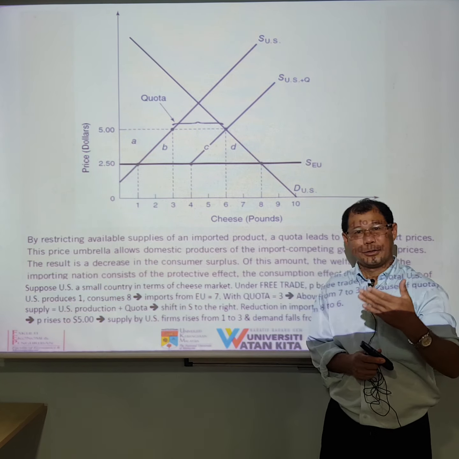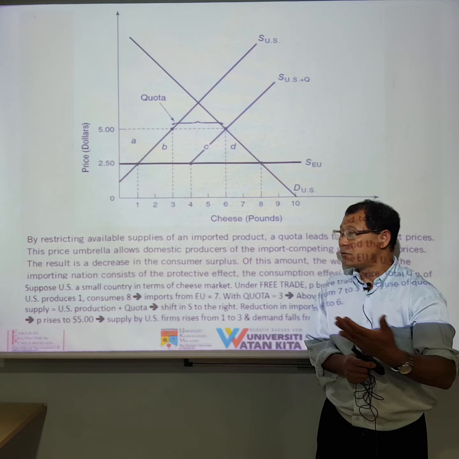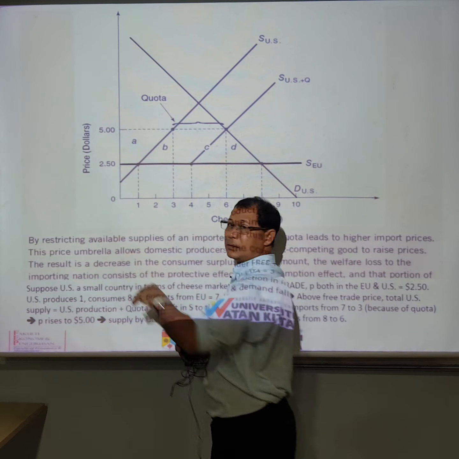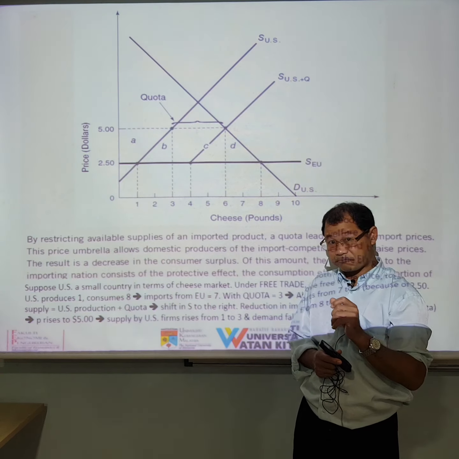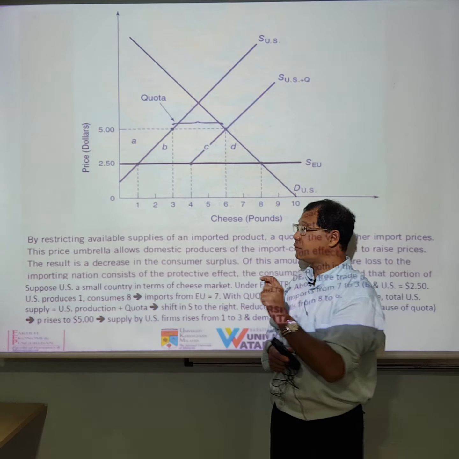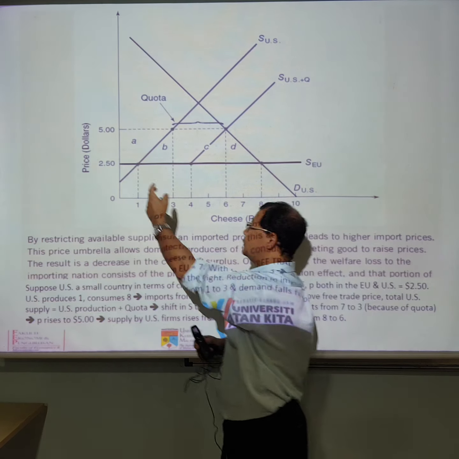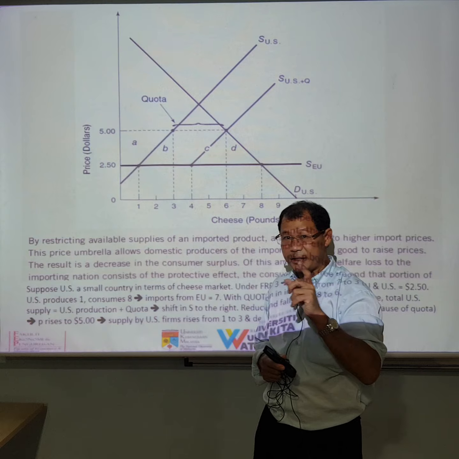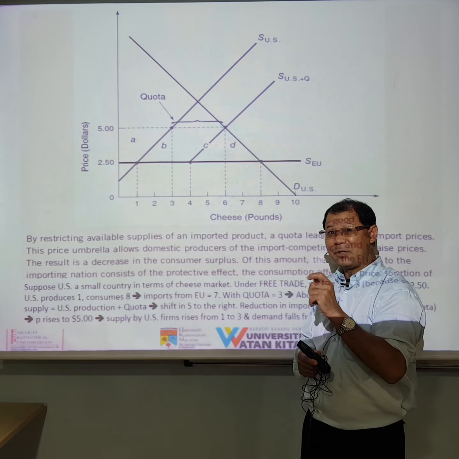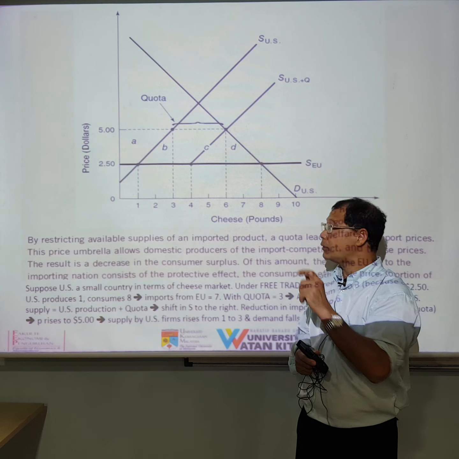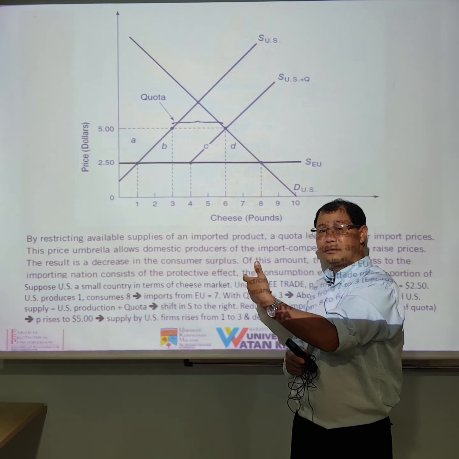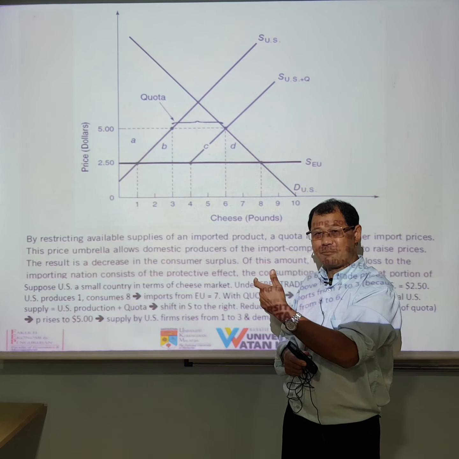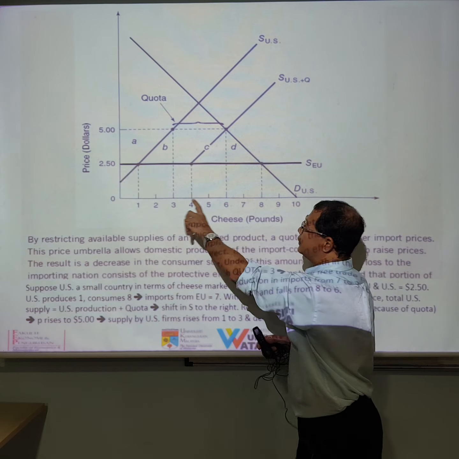You can implement a tariff, let's say 2.50, with the effect that the price will go up to 5.00. You can implement that, and you get a similar result as with the quota, where total imports are 3 only.